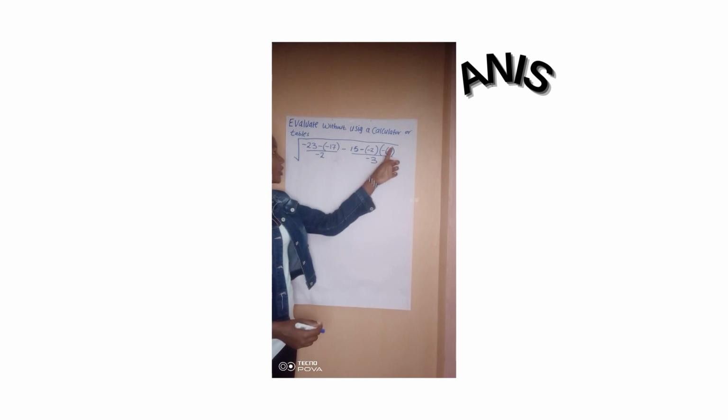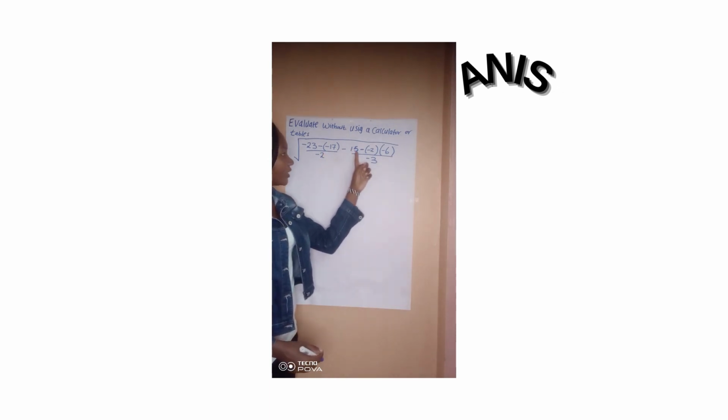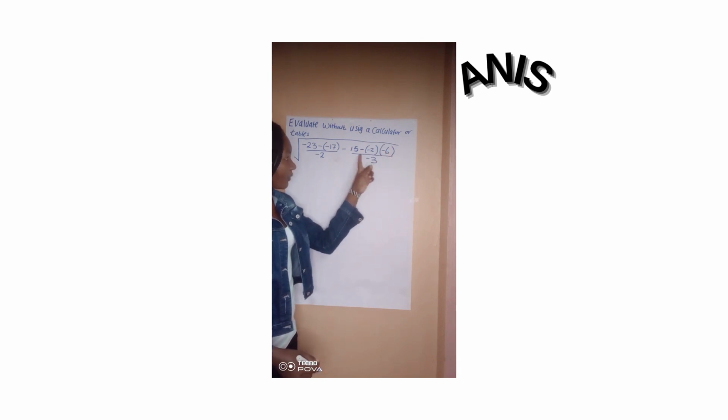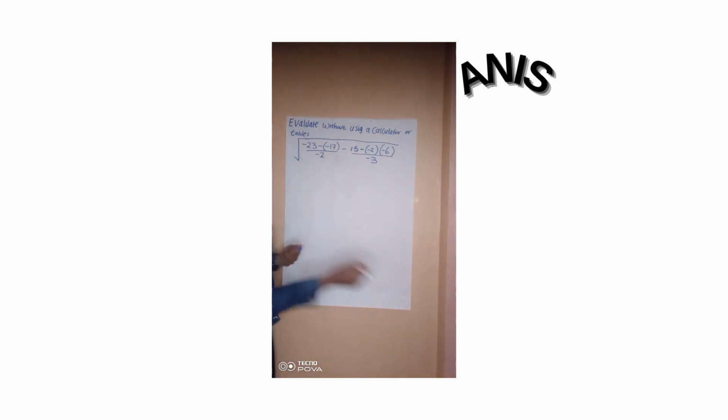We have the square root of negative 23 minus negative 17 divided by negative 2, minus 15 minus negative 2 into brackets, multiplied by negative 6, which is into bracket again, divided by negative 3. Well, I'm going to start with this part. So I will write negative 23 minus negative 17 divided by negative 2.